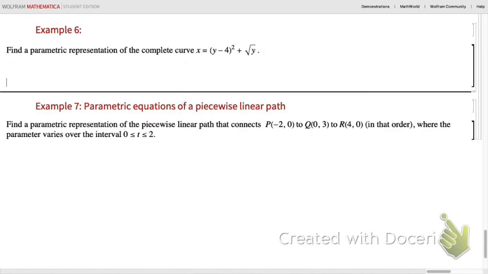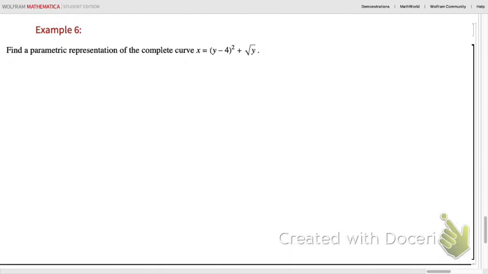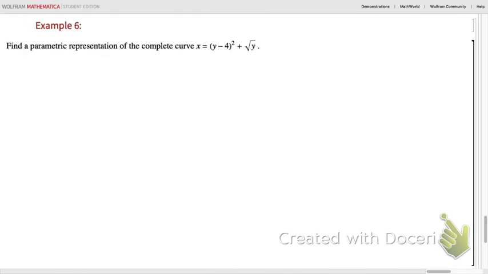Here's another one where we're going to find another parameterization. Oftentimes, the parameterizations can be as simple or as complex as you want. I'll show you two parameterizations in example 6, one in purple, one in blue. So let's find a parametric representation of the complete curve x equals (y minus 4) squared plus the square root of y.